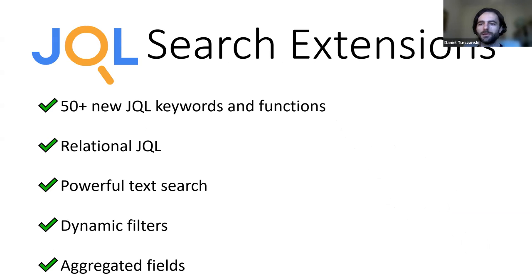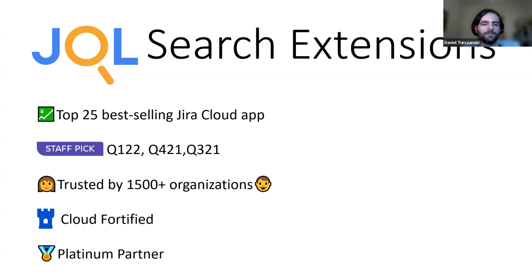So in order to fix those things in JQL, we created JQL search extensions, and we provide you with more than 50 new keywords. We have functions for relational JQL. We have powerful text search functions. And you can save those queries as dynamic filters, and you can use them everywhere. And we also provide some aggregated fields.